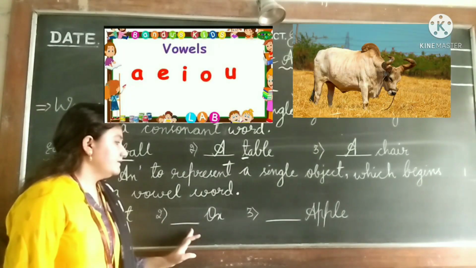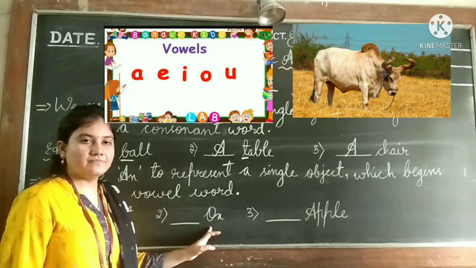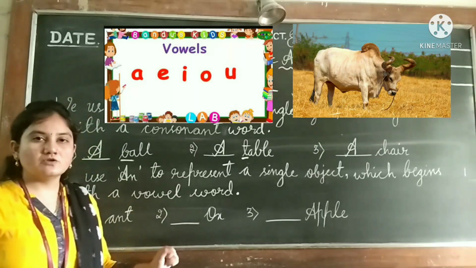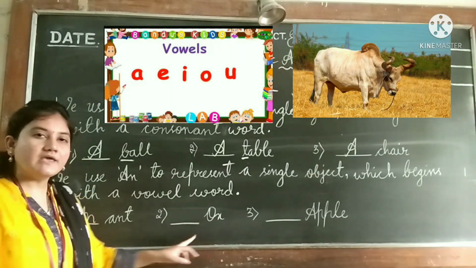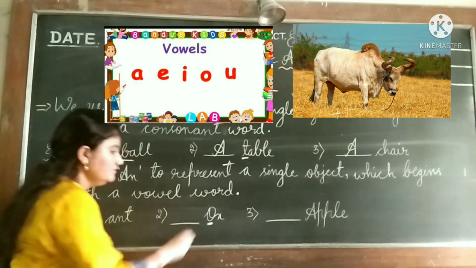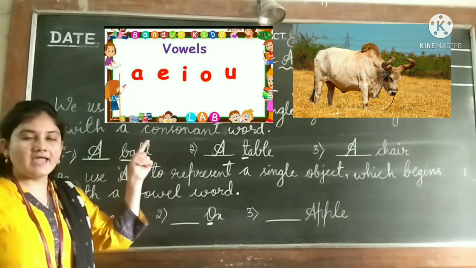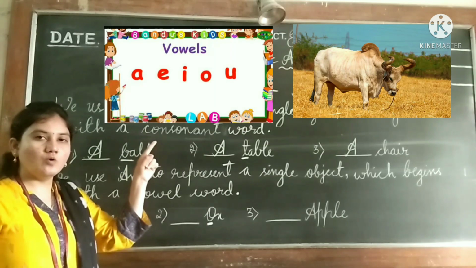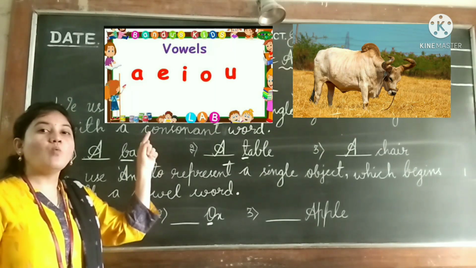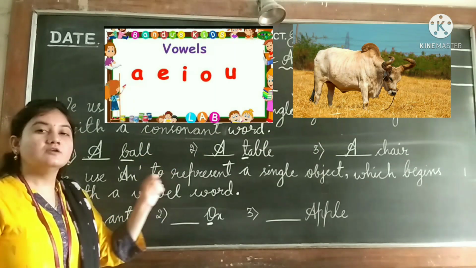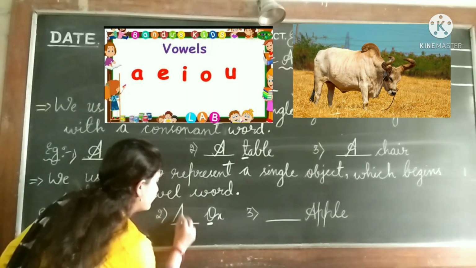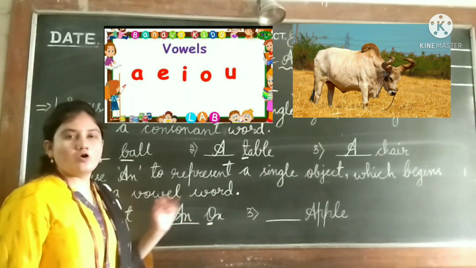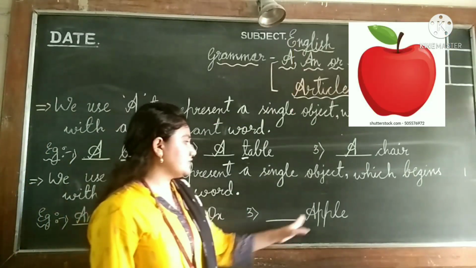Next example, ox. O-X, ox. So the word ox begins with the letter O here, isn't it? See there, A-E-I-O-U comes under vowel letters, isn't it? So what we will use here? Yes, the word an ox.